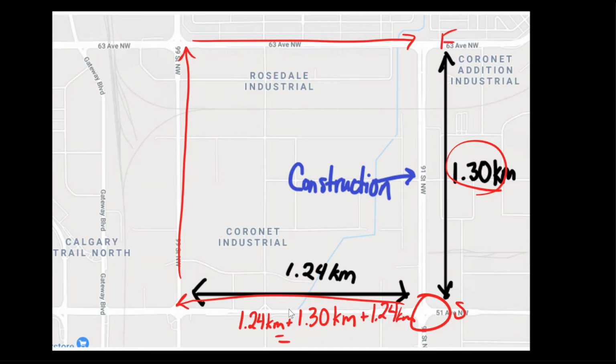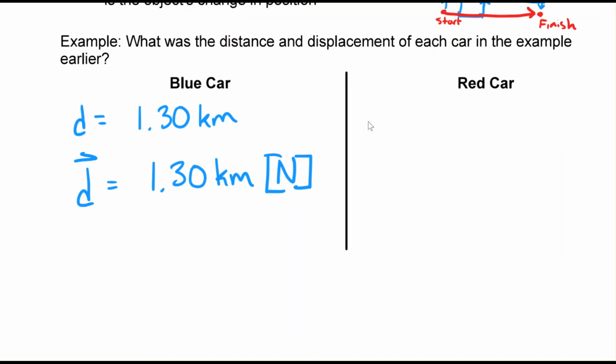So when we put all of those things together, we get a value of 3.78 kilometers. So that was the total distance. The distance of the red car was 3.78 kilometers. That's how much ground it covered. But let's think about what happened. I'm just going to draw another picture. It started here, went that way, and then that way.